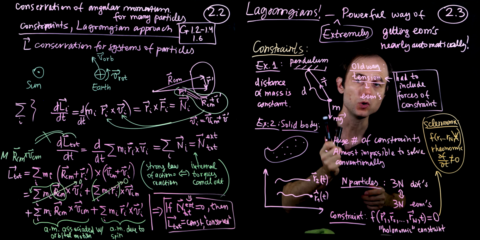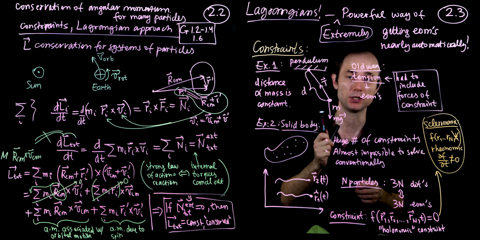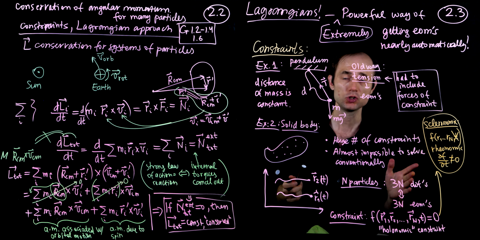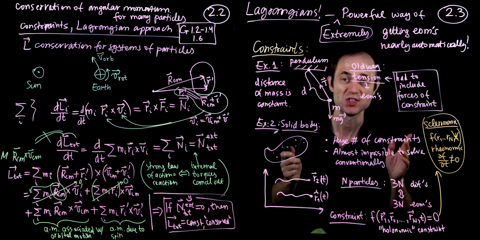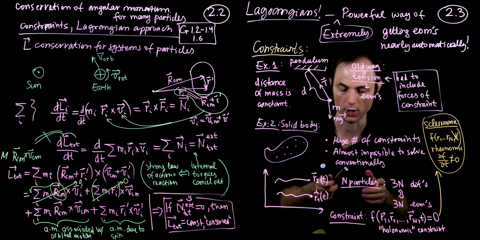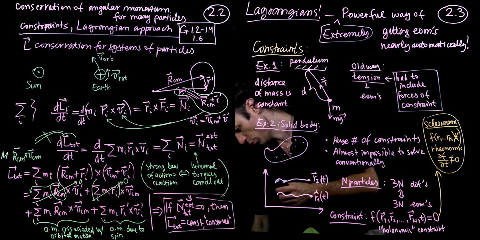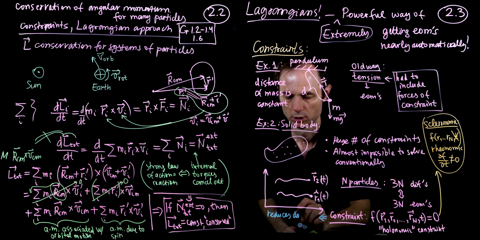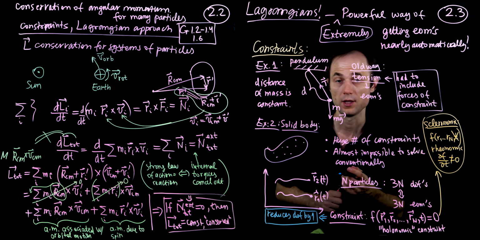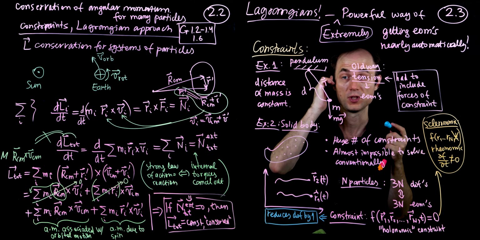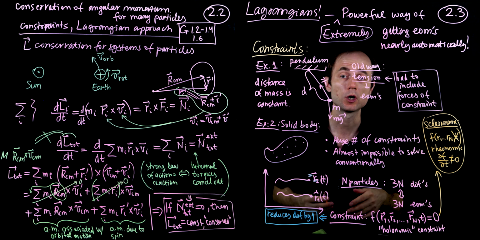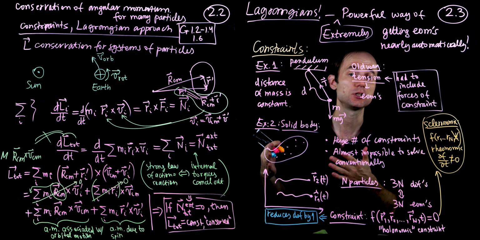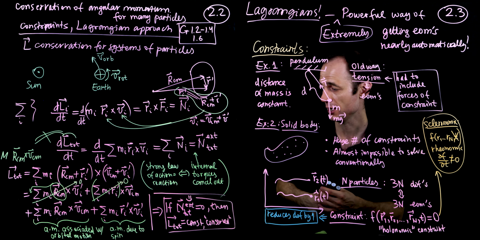And the most important takeaway point about constraints today is that every constraint reduces the number of degrees of freedom by 1. And that is really important, particularly for the next part of our lecture, where we're going to be trying to figure out how many degrees of freedom we have left after the constraints have been applied.